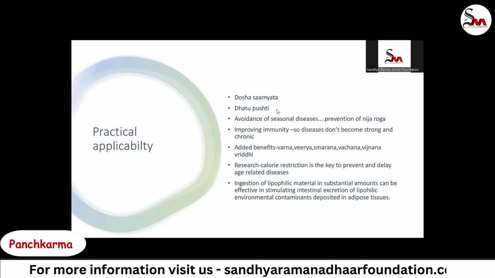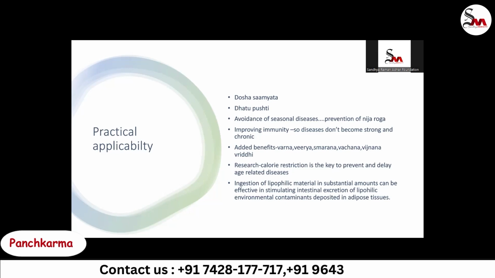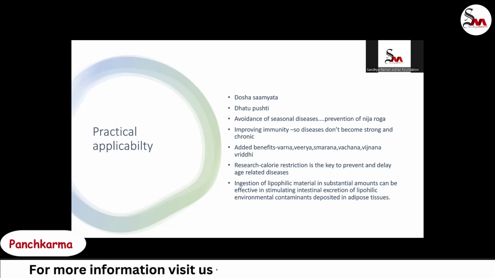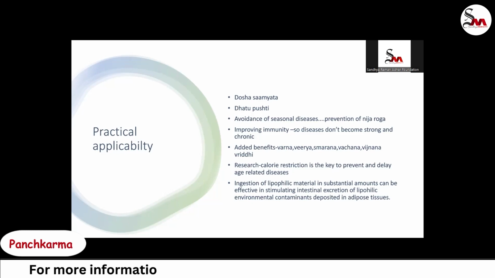And because this dosha is in Samavastha, whatever ahara rasa is formed, that will be prakrita. And due to that ahara rasa, all the dhatus attain poshana, because ahara rasa is going to do the poshana of dhatu. Hence, by attaining dosha samyata, we are attaining dhatu pushti also. And moreover, by doing that Ritu Shodhana, we are avoiding those seasonal diseases which are very particular for that season. We are avoiding all such seasonal diseases, especially the prevention of Nijaroga.